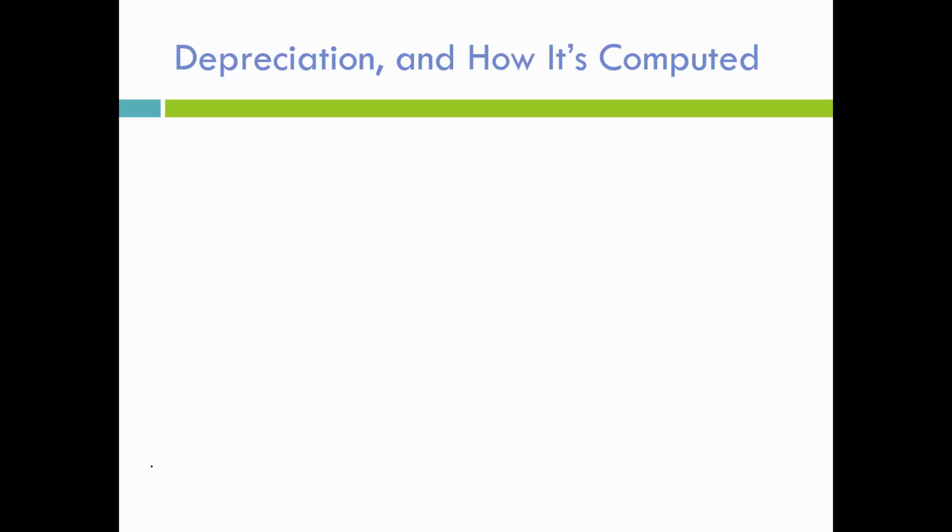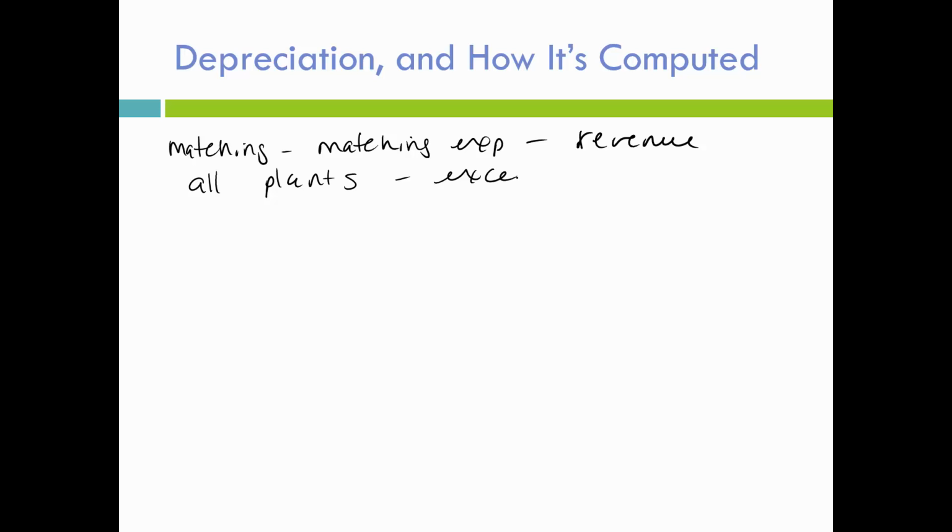So depreciation, again, is all about the matching principle, matching the expenses to the revenues that they helped create. So if I buy an asset that's a 10-year asset, it's going to be helping contribute to my revenue for 10 years. Therefore, I want that expense to be spread out over that same 10 years. That's what I mean by the matching principle. All plant assets except land are going to be depreciated.